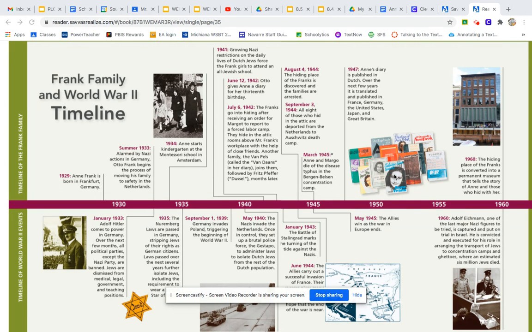And so we jump ahead to May of the next year. The Nazis invade the Netherlands, and they set up a brutal police force called the Gestapo, which isolates the Jews in Holland from the regular folk. And so the Franks go into hiding July 6th, 1942. Anne had just gotten her diary less than a month ahead of time.